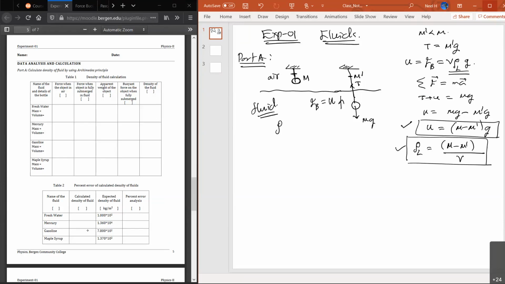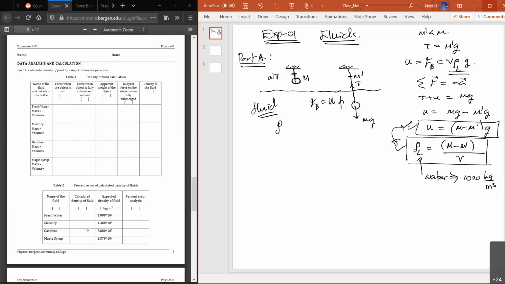So in part A, we are actually testing two things. One is the buoyant force, and then by using the buoyant force, we will calculate the fluid density, and then we'll compare this density to the standard values. For example, if I use water, then I know water should have a certain density. The fresh water density is not exactly 1000, it's slightly off. So fresh water should have roughly about 1020 kilograms per meter cubed.